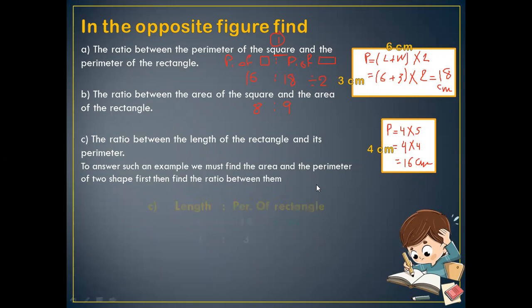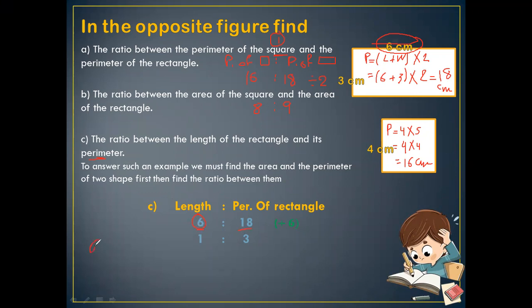Number C, the last one: we have the ratio between the length of the rectangle and the perimeter. What is the length of the rectangle? We have a 6, so I will write 6. What about the perimeter of the rectangle? It's 18. So both of them are divisible by 6. It will be 1 to 3.